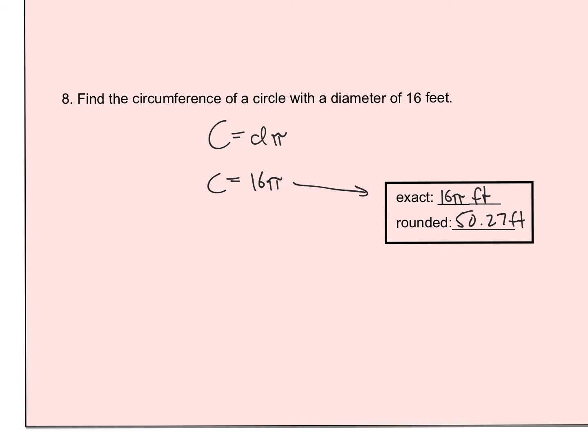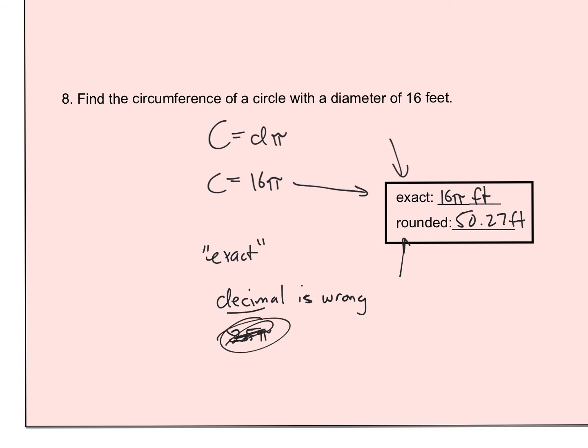One of the big points is, do they want an exact answer or a rounded answer? If they ask for exact and you give a decimal, you're wrong. Now, there is a little caveat to that. If you get a diameter like 2.5, then 2.5 pi would not be wrong, but if you multiply it by pi, it would be wrong. Basically, I'm not looking for that. No, don't do that.